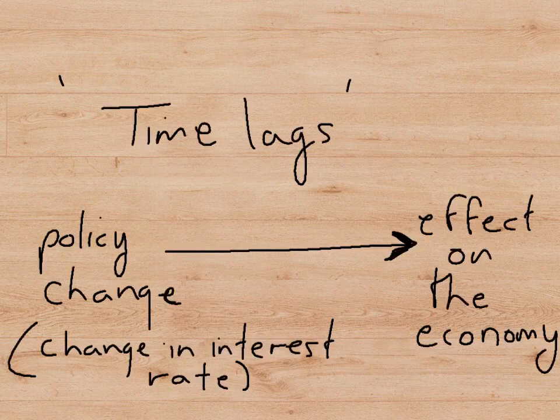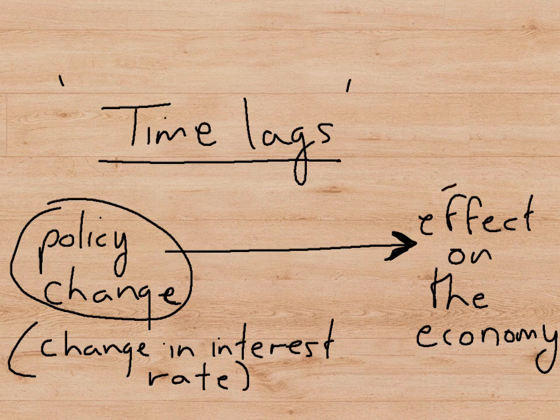The essential point to understand is that whenever we make a policy change, for example, whenever the central bank changes the bank rate, the interest rate that it charges to commercial banks, there is what we call a time lag. Time lags are gaps in time, in other words, certain periods of time between the policy change and its effect on the economy. So any change in policy does not have an effect on the economy immediately. There is always a time gap or time lag between the policy change and the effect on the economy.